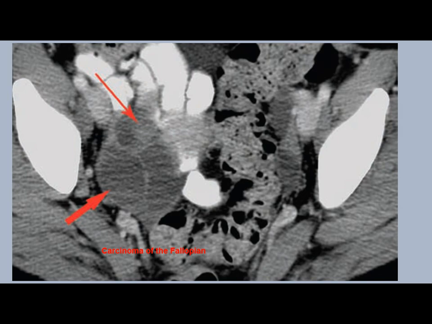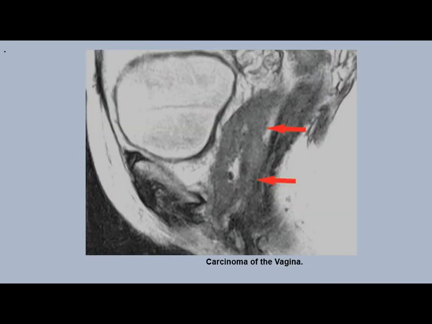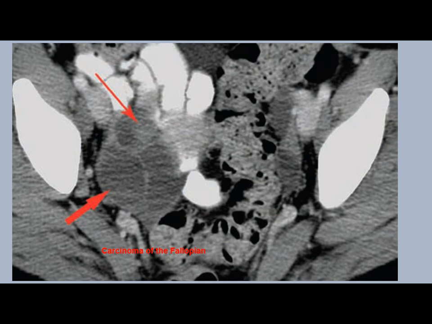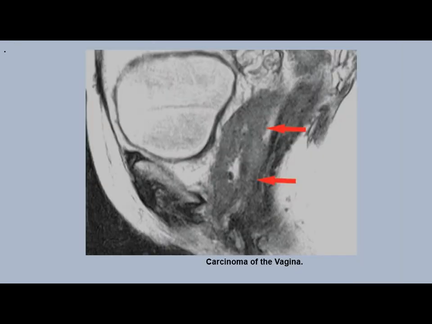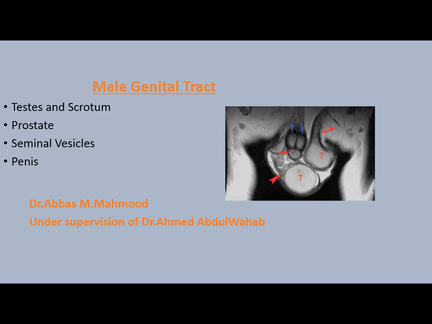Carcinoma of the fallopian tube, and another, carcinoma of the vagina. The nice thing about fallopian tube carcinoma is that usually it is small at presentation, so it can be detected a little bit earlier than other kinds of carcinoma. Carcinoma of the vagina is represented as increased wall thickness. More commonly, the vagina is affected by extension from adjacent tumors, like bladder or rectum, rather than by primary malignancy of the vagina.